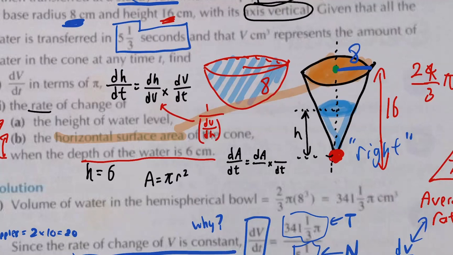Then how to continue? 2 pi r. What's that? 2 pi r is what? What's on the left hand side? dA over d what? What is it?